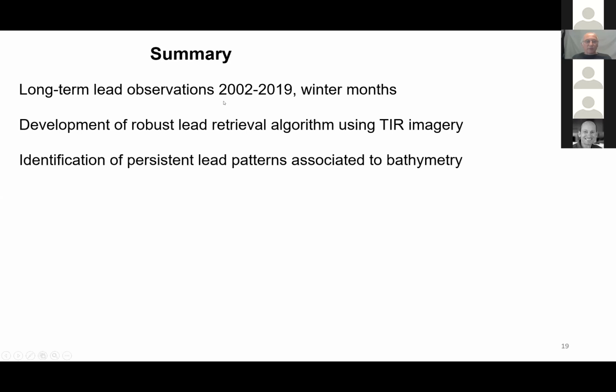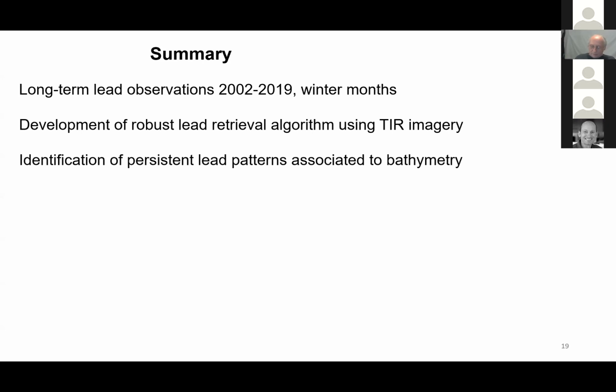So in summary, we have evaluated lead observations for the last 17 years, only the winter months. We have developed a robust lead retrieval algorithm based on the MODIS infrared data, and we can show that we find persistent lead patterns associated with bathymetry, not only what I discussed here, but also we see the mode rise and so on, also in the data. And so that's quite interesting also for the ocean scientists.